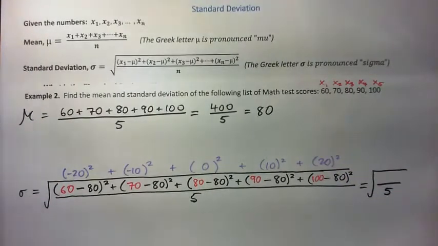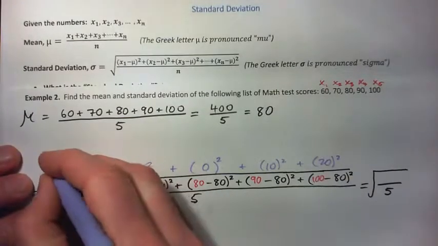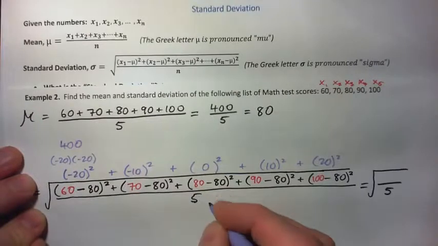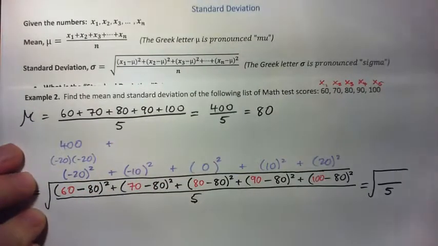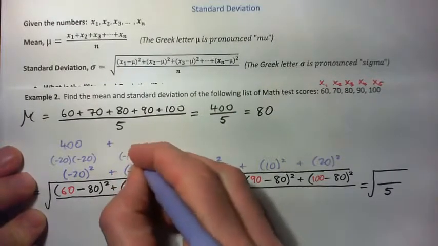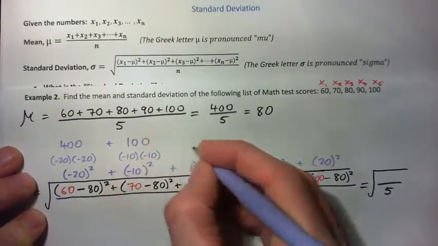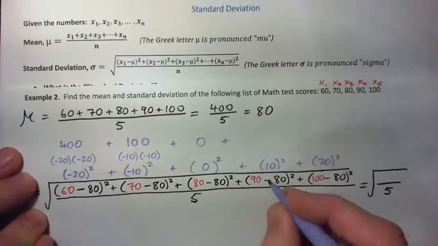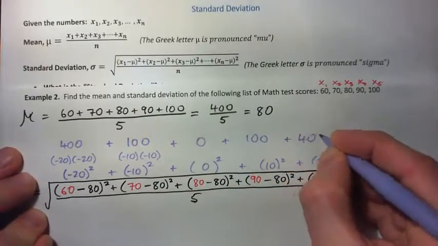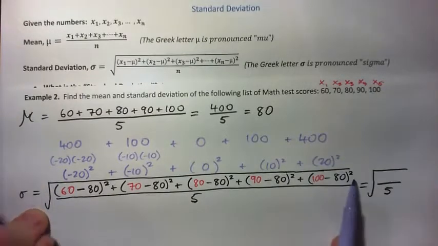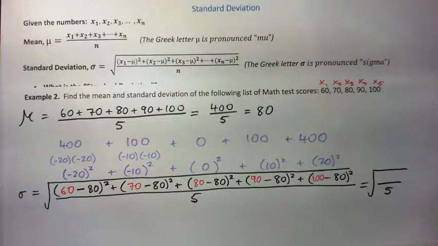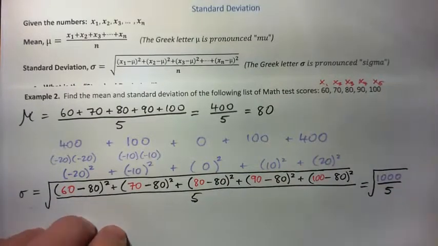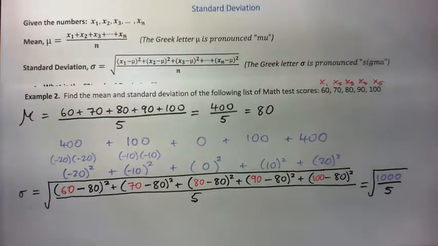And now we need to calculate each one, right? Just be careful because this is negative 20 squared, which makes negative 20 times negative 20, which is positive 400, right? So 400 plus, and then negative 10 squared is what? That's negative 10 times negative 10, positive 100, and then add up the others. 0 squared is 0, 10 squared is 100, 20 squared is 400, right? So what does the top of the fraction make altogether? So 400, 100, that's 500, 600, and what do we get in the top of the fraction? So the top of the fraction, we should have 1,000.